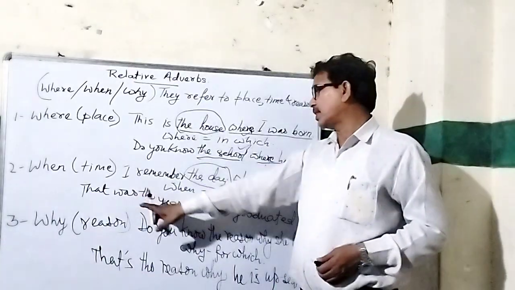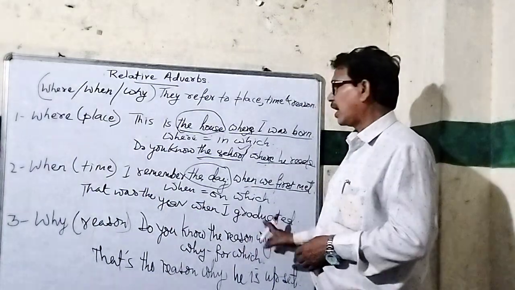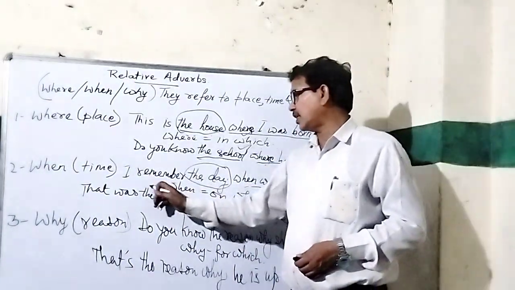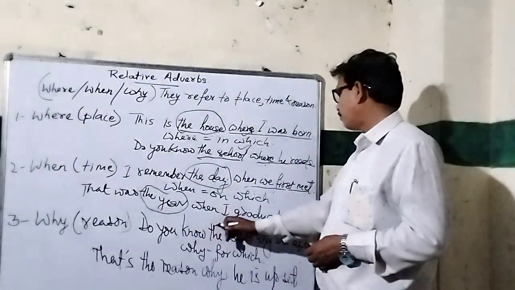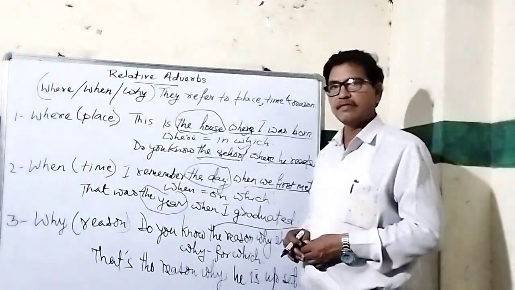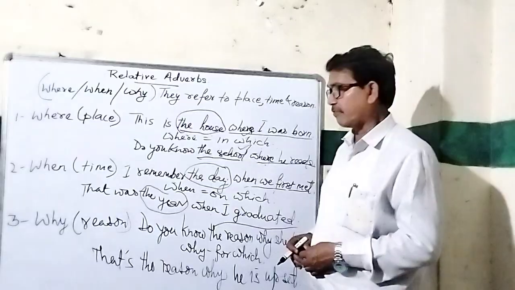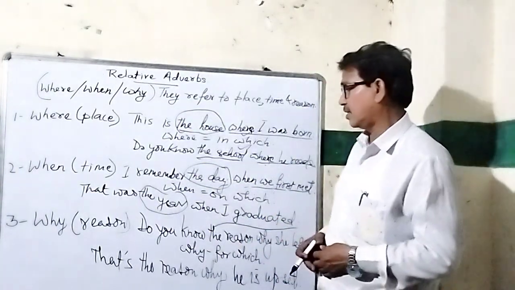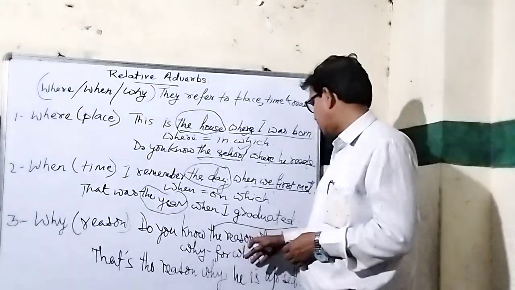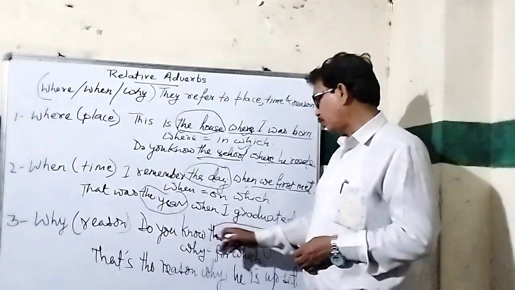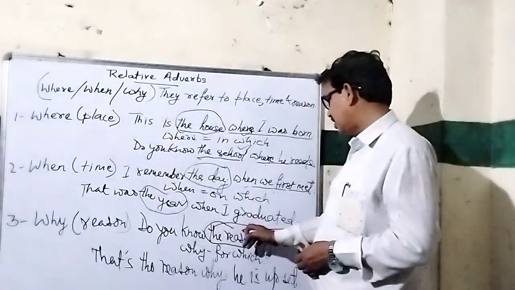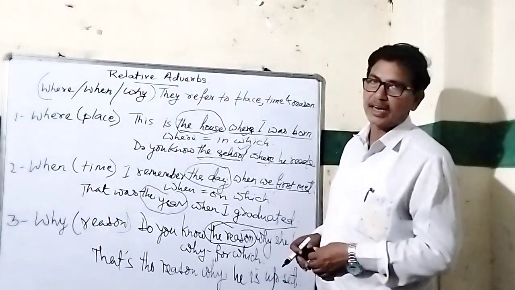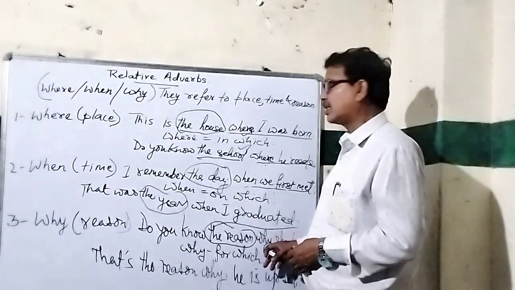The second example, that was the year when I graduated. Here that was the year, this year is the antecedent, and when I graduated is a relative clause introduced by the relative adverb when. Third example, why. Why is used for reason. So do you know the reason why she left? So do you know the reason? This reason is the antecedent, and why she left is a relative clause introduced by the relative adverb why.